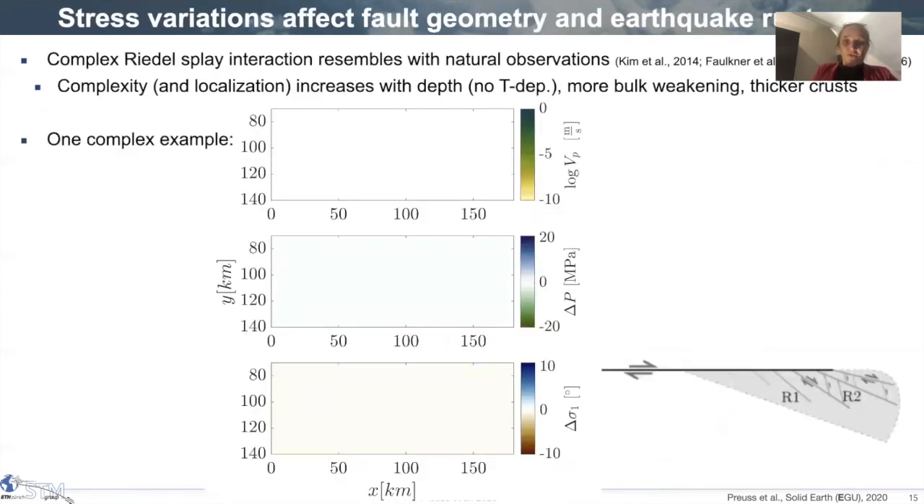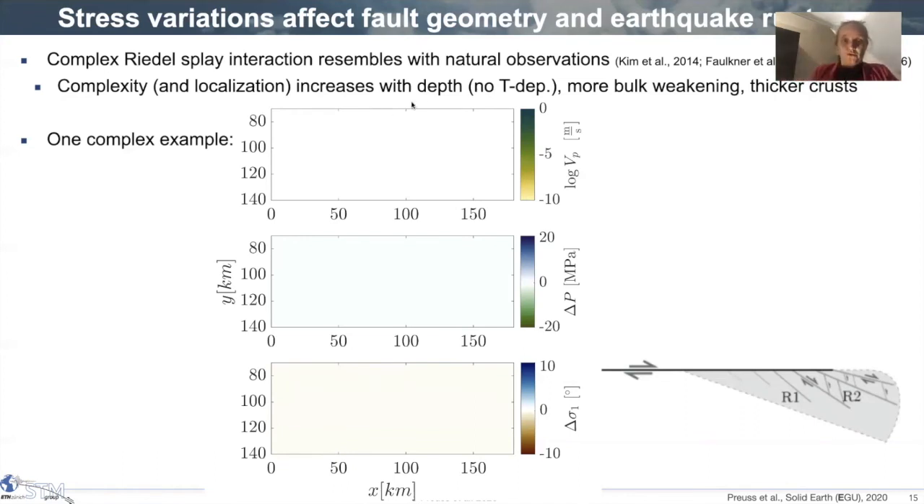If we look into the primary and secondary Riedel's planes that develop as the rupture continues and grows into the bulk, we see various interactions and structures that we also see in natural observations, as I summarize here on the bottom. And here I show a movie from Simon on a very complex example of splay fault interactions, where essentially the complexity and the amount of localization are increased with depth.